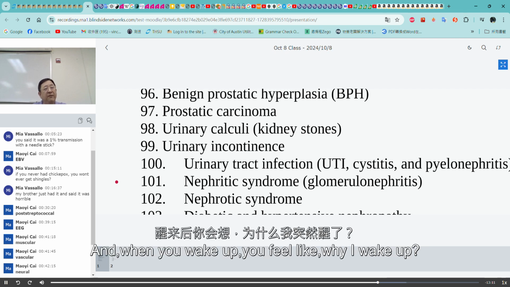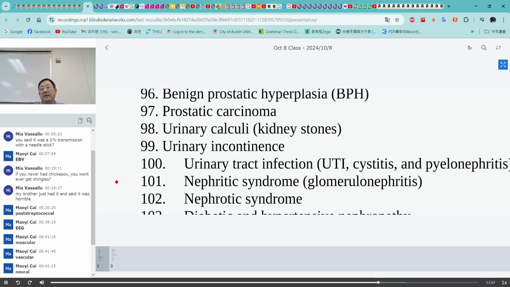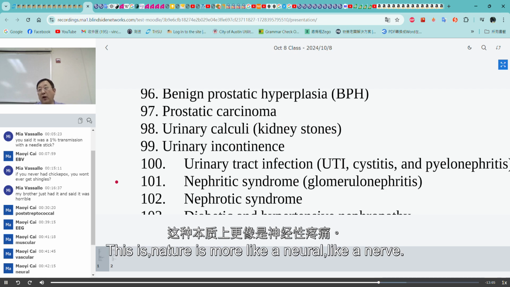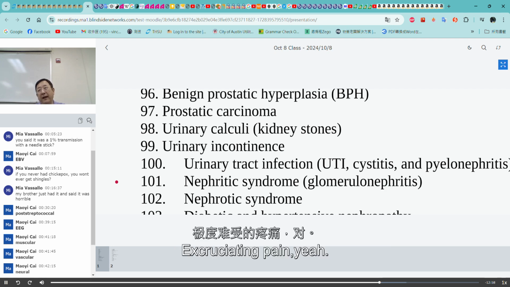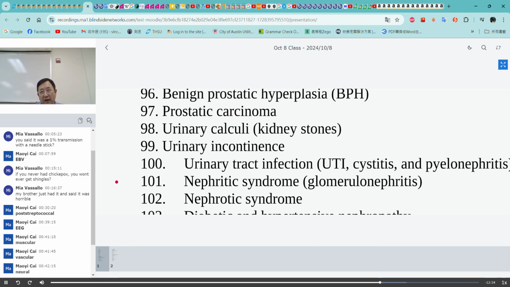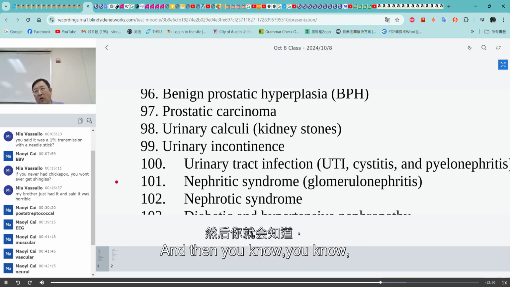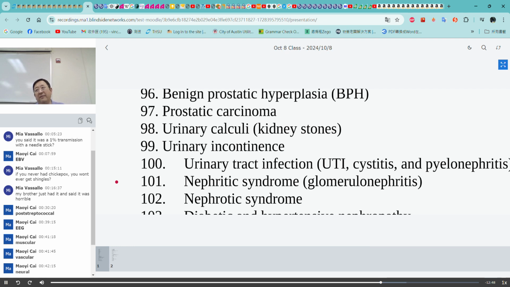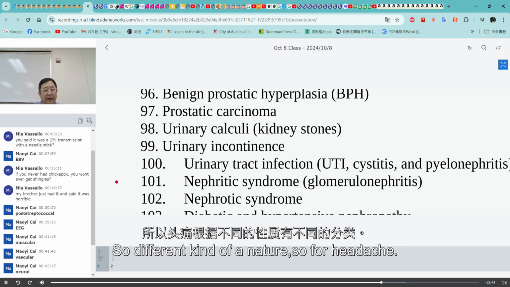And when you wake up, you feel like, why did I wake up? Because you have a severe headache. The nature is more like a neural, like a nerve. Very bad, stabbing pain, or excruciating pain. So this is called cluster headache, okay? So that's based on the nature. If you see a case, you describe it, and then you diagnose which type of headache. That's basically it. So different kinds of nature for headache.